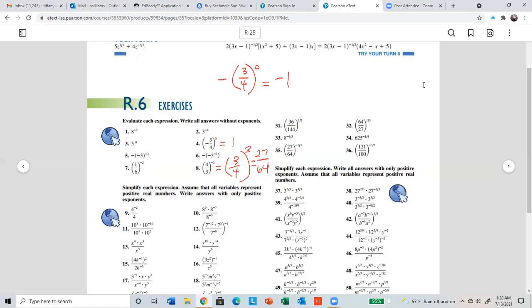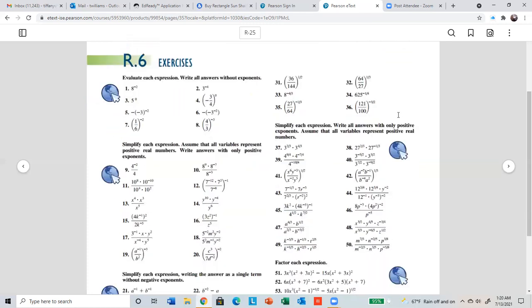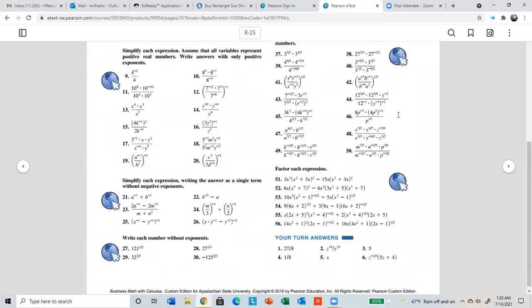Okay, let's switch gears. I'm going to clear this. I want to look at, let's do number 16. So they do ask us to simplify each expression, assume that all variables represent positive real numbers. The reason they throw that line in there is it's easier on us. It keeps us from having to go in and say, oh, we have to make sure that X can't be this or Y can't be this. It just makes it easier on us. We're going to write our answers with only positive exponents. When you do your homework, they will not take negative exponents.